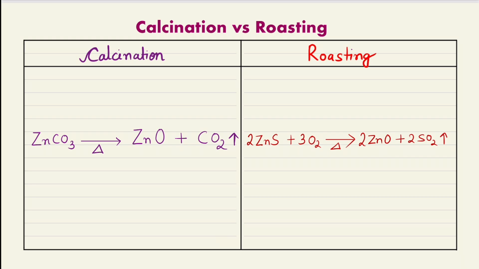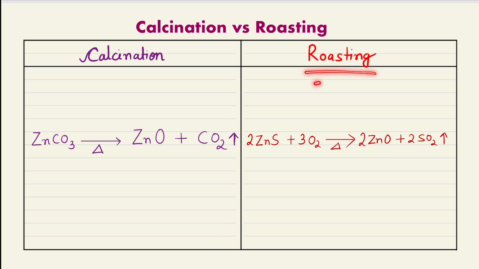Since the subject is chemistry, we should always add chemical equations to our answer. So one of the examples goes like this. During calcination, zinc carbonate is heated, and take a look here. There is no oxygen being added to the reactant side, thereby representing that the process is taking place in absence of air. This leads to the formation of zinc oxide and carbon dioxide respectively.